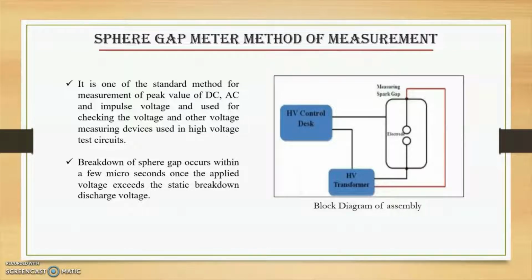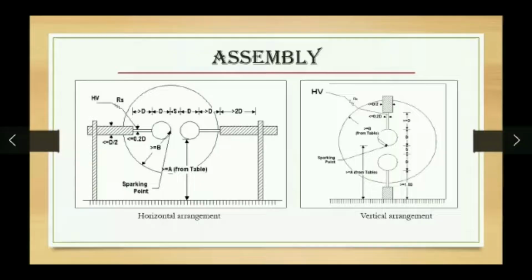Now, what happens when we apply high voltage to the spheres? After some time, when we increase the voltage, then breakdown occurs between the electrodes because of ionization of air, and thus we see the time from the application of high voltage to the breakdown, and from the standard IS table, we calculate the voltage that has been applied. So this is the general assembly of the sphere gap method of measurement of high voltage. Now the next topic, the assembly of the sphere gap, will be explained by my friend Samir Maske. Over to you, Samir. Thank you, Aditya.